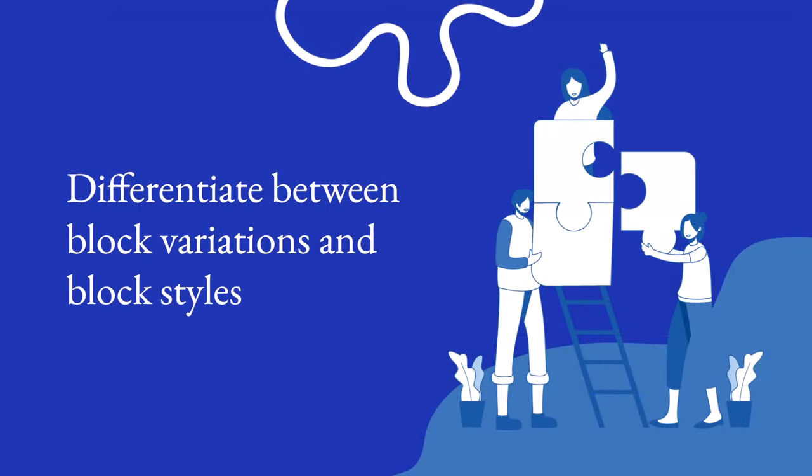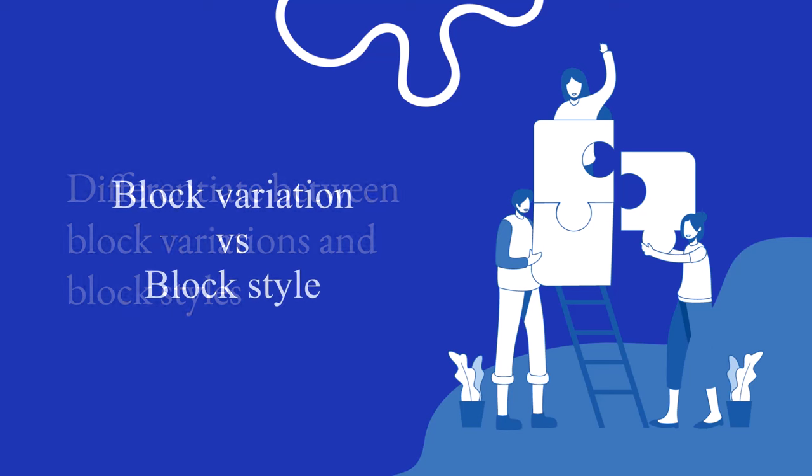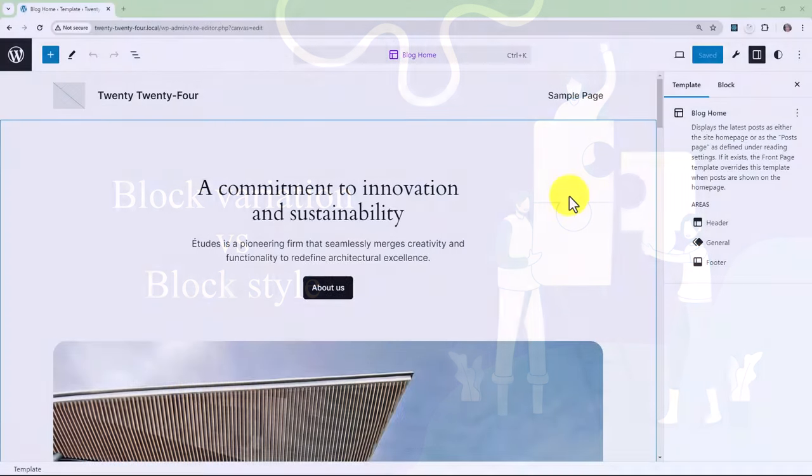What is the difference between block variations and block styles? The main difference between a block variation and a block style is that a block style applies a CSS class to the block so it can be styled in an alternative way.